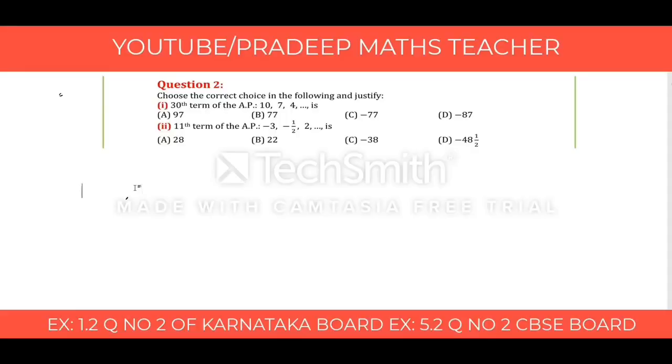Now choose the correct choice in the following and justify your answers. In that there will be two questions. The first question is, you need to find the 30th term of an AP where the AP is 10, 7, 4, right? And there will be 4 options. Out of the 4 options you need to choose the right answer. Now how will you find it? Let me write the AP first, 10, 7, 4 dot dot dot. Now you need to find the 30th term.